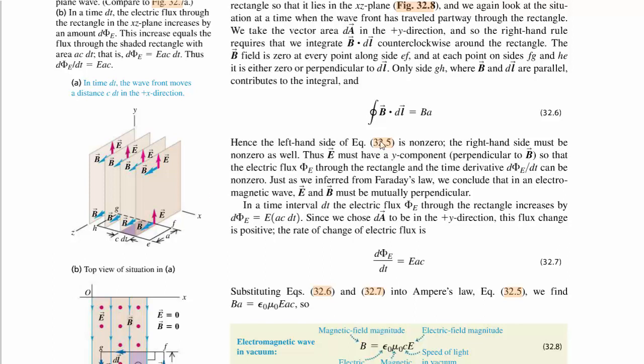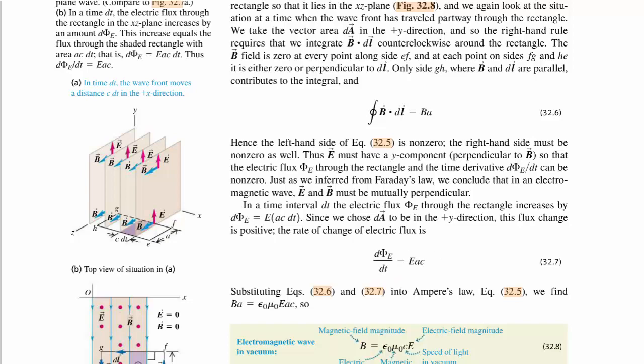So therefore, the total is just BA. So now we have to ask what's the change in flux, and again, in some amount of time, the wave front moves from here to there, and so the old area is there, the new area is the whole thing, and the difference, the change in flux, is just this piece here, which has area C dt A, and so therefore flux is E times C dt A. And the change in flux then cancels that dt out, and we just get this piece.